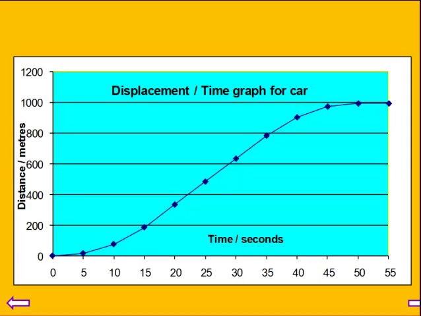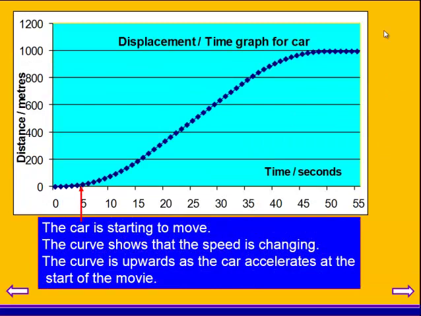What we have in front of you is the distance or displacement time graph for that journey we saw. Now there are some important features here. We've got distance on the y-axis and along the bottom, the x-axis, we've got time in seconds. When the car is starting to move, the speed is changing, and that changing speed is shown by an upward curve on the graph.